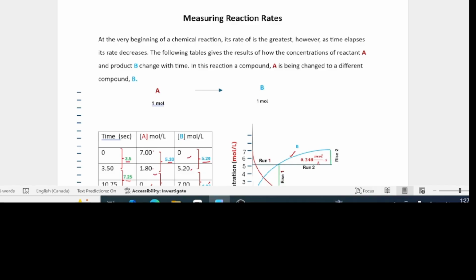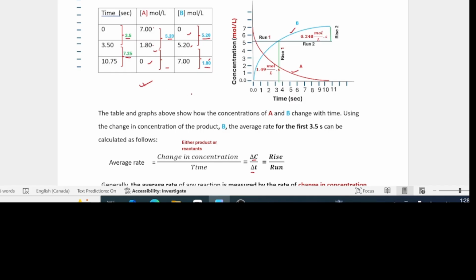The following table gives the results of how the concentrations of reactant A and product B change with time. In this reaction, a compound A is being changed to a different compound B. This table shows the change in concentration of reactant A as it disappears, and the change in concentration of the formation of product B. For the first 3.5 seconds, the reduction in concentration of A is 5.2, since it changed from 7 moles per liter to 1.8 moles per liter.